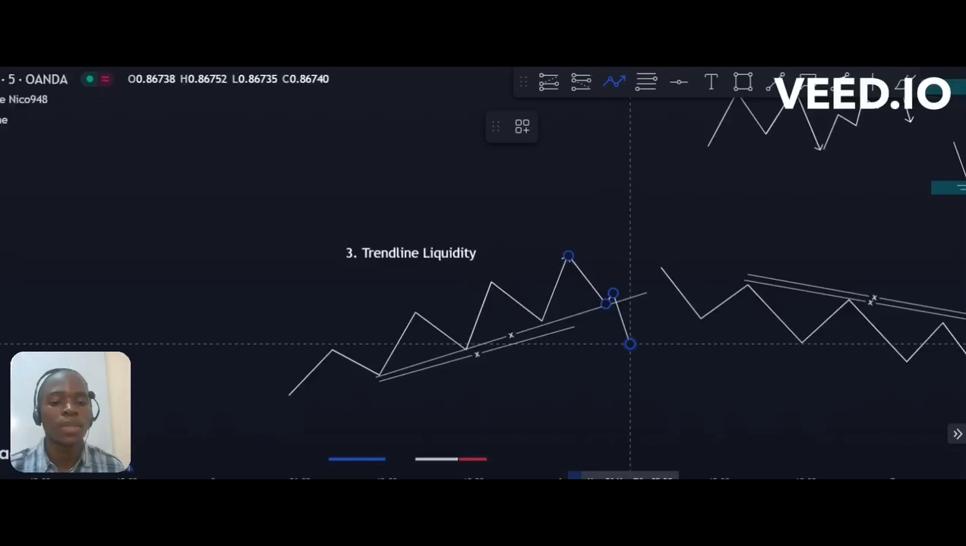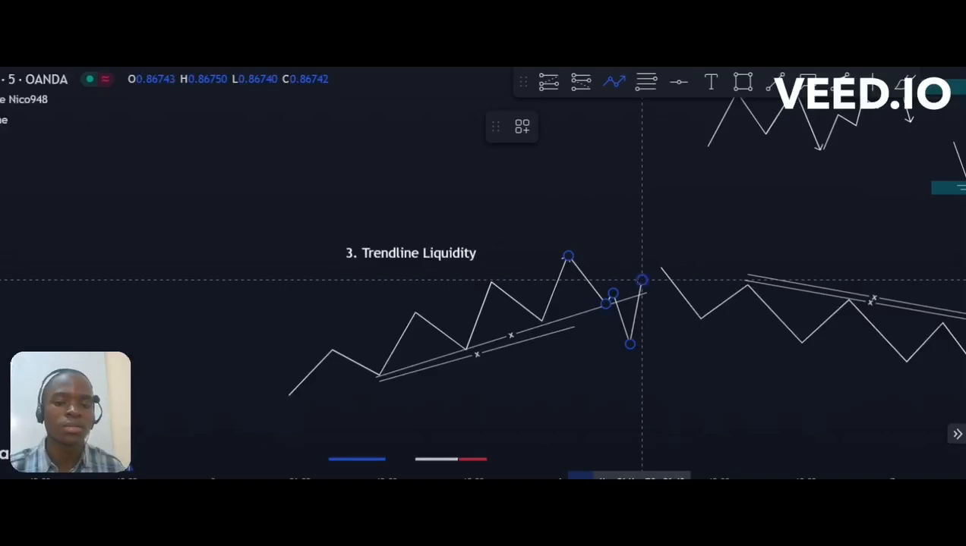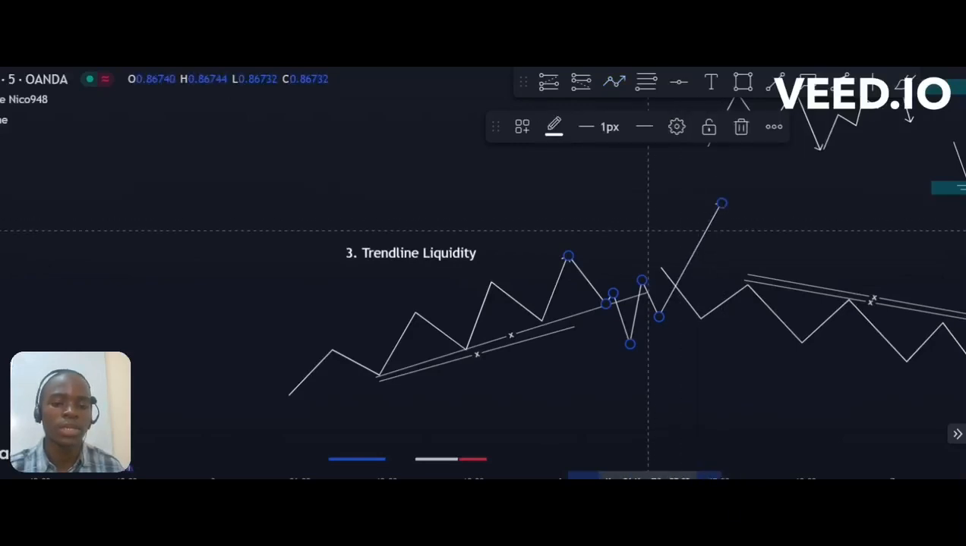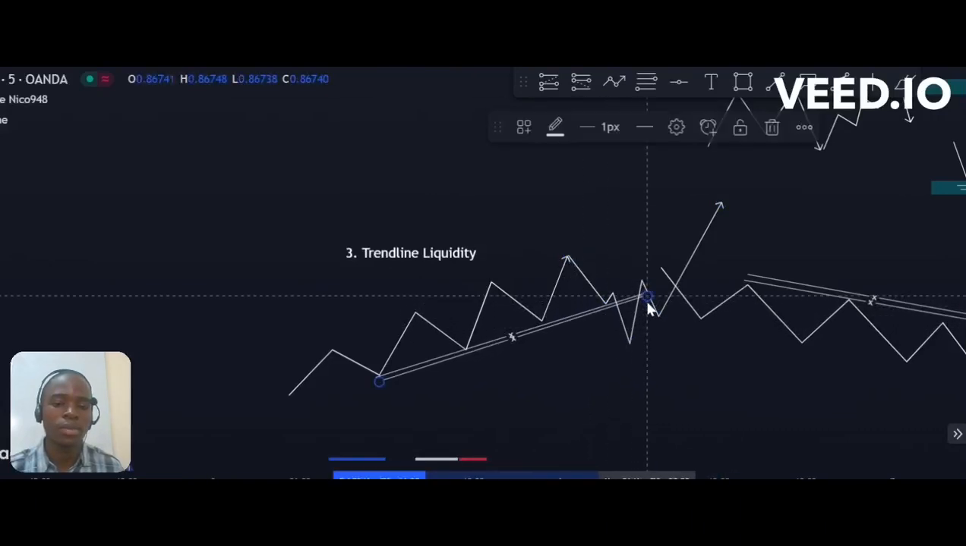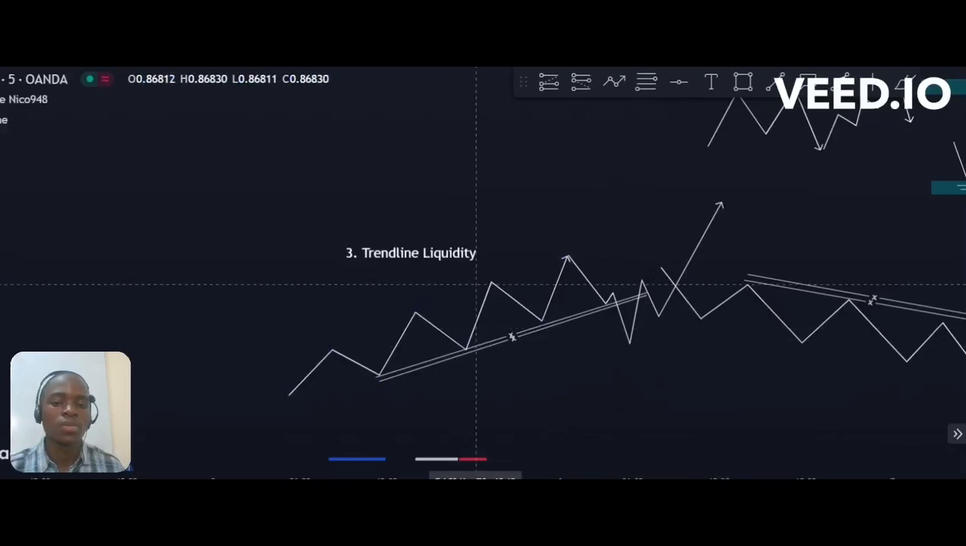Then someone will say, okay, I've been stopped out, but the market will come to retest this zone. So they now start trading break and retest. But what the banks do, they come, they go inside their trend, then boom, they buy. They actually buy. So this one is a form of liquidity, trend line liquidity. That's in the case of an uptrend.